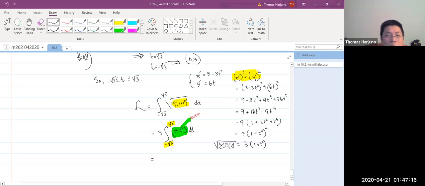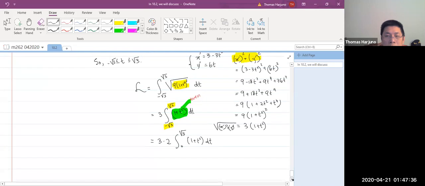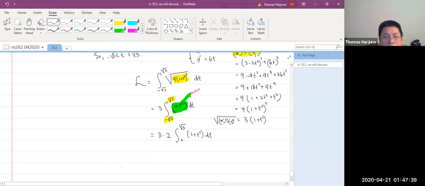I don't know if you learned it this way in your Calc 1, but I hope you do. That's 3 times 2 integral from 0 to square root of 3 of 1 plus t squared dt. I think that will speed up your computation a little bit. Okay, let me just finish it up. This is 6 times t plus 1/3 t cubed from 0 to square root of 3. That's 6 times square root of 3 plus another square root of 3, minus 0. So that will be 12 square root of 3.